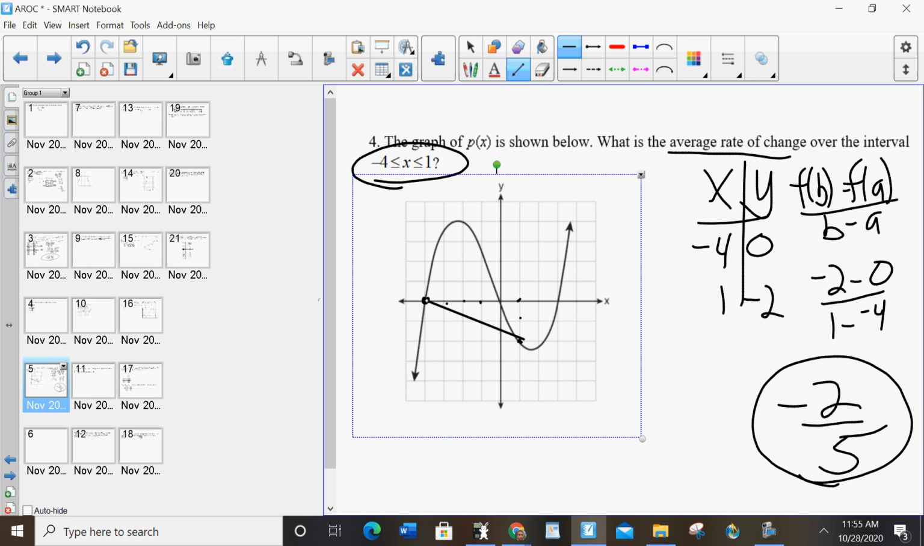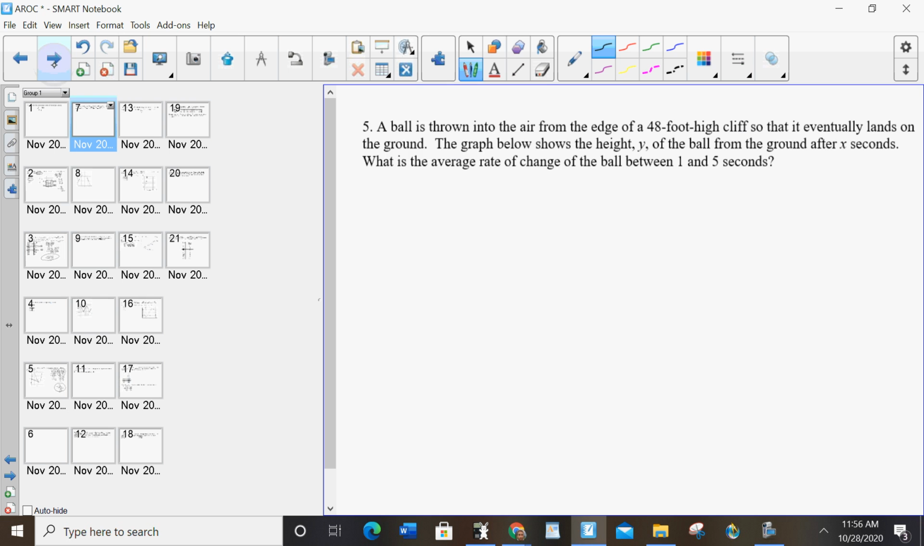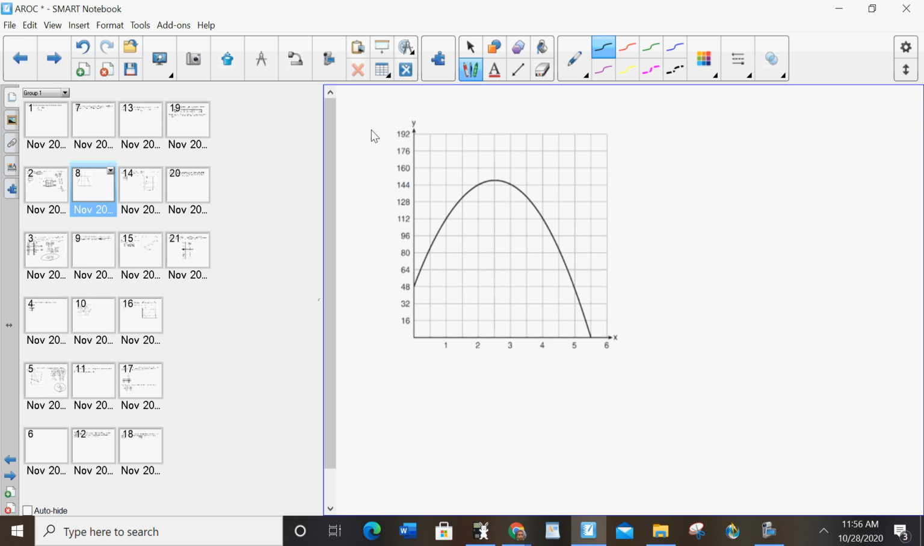Since the function isn't linear, it's not going to necessarily be part of the graph, but the average rate of change is the slope of the line connecting the points. And f of b minus f of a over b minus a, that's the slope formula. That's y2 minus y1 over x2 minus x1. So some teachers give it to you as that. It doesn't matter. It's the same thing. I want you to try number 5 on your own.